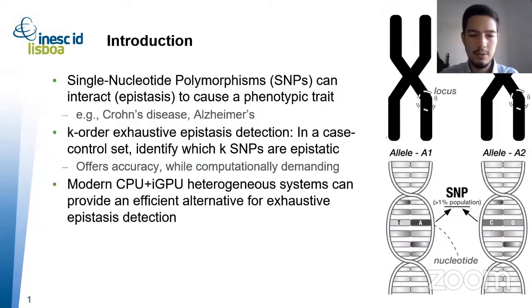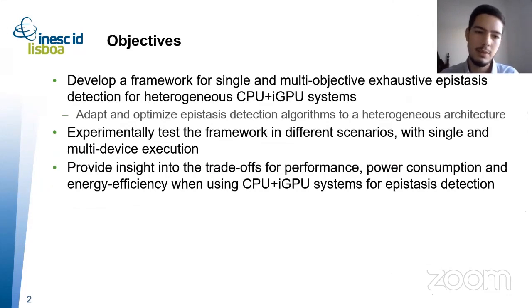And it is our notion that using heterogeneous CPU and integrated GPU systems can provide an alternative to the more traditional CPUs and discrete GPUs used for this end. The objectives of this work are thus to develop a framework for single and multi-objective exhaustive search for epistasis on these heterogeneous CPU and iGPU systems. We will adapt an existing algorithm and optimize it for this architecture.